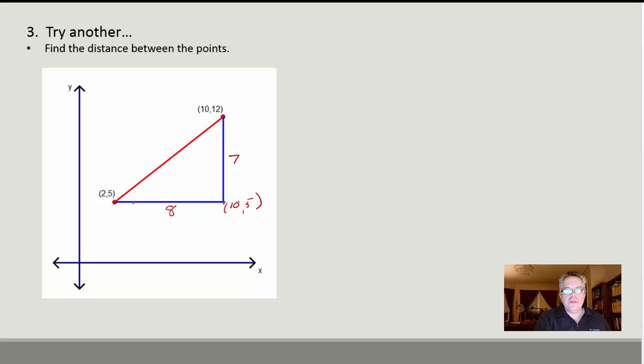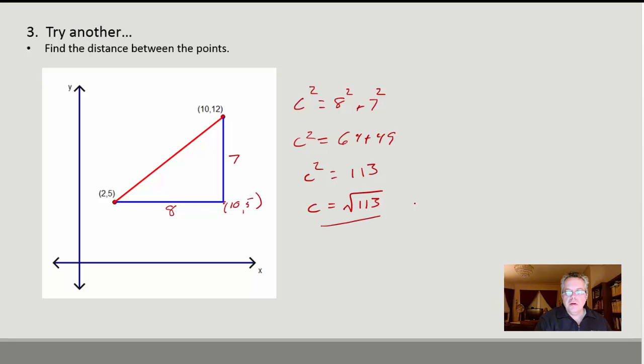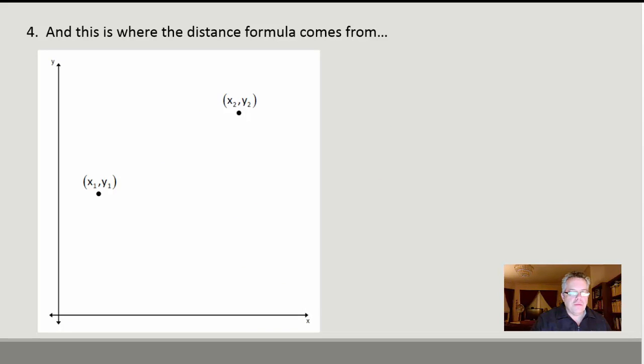Now we can use those two values to do the Pythagorean theorem. So c squared is 8 squared plus 7 squared, which is 64 plus 49. So c squared equals, I think it's 113. So c equals the square root of 113. All right, that's the distance between the 2 points. Now, let's do this once and for all.